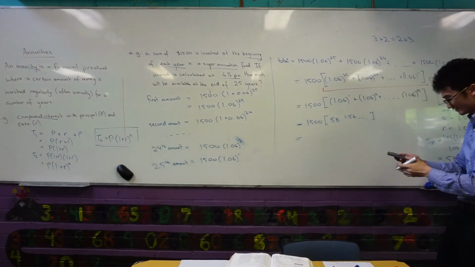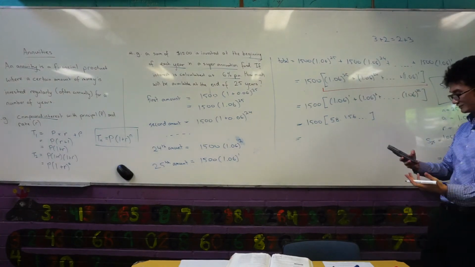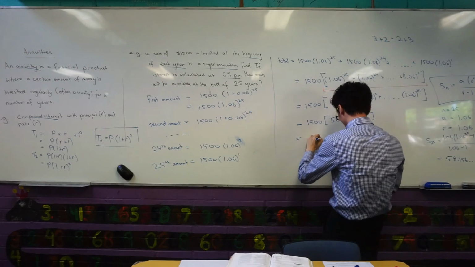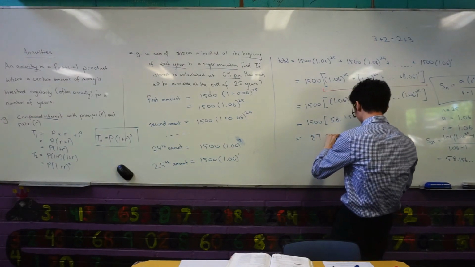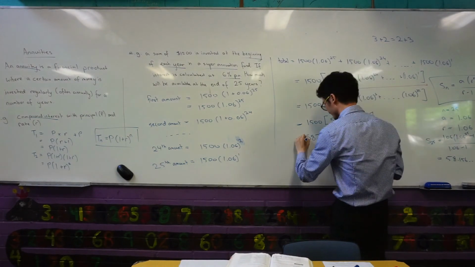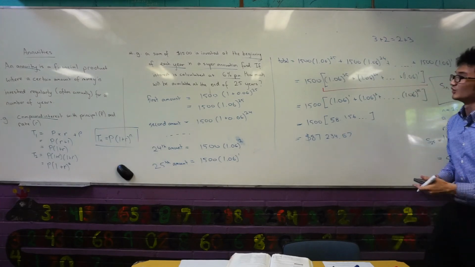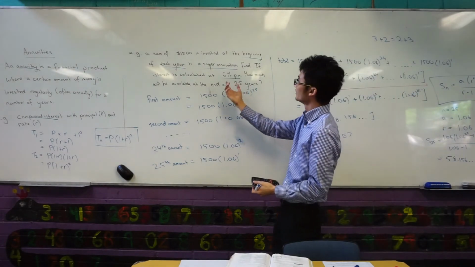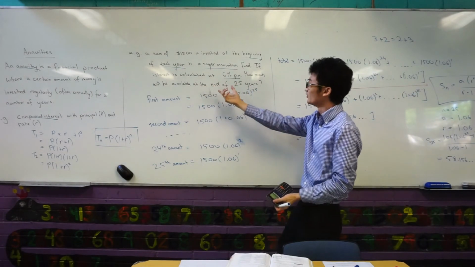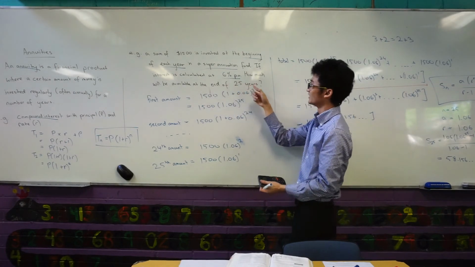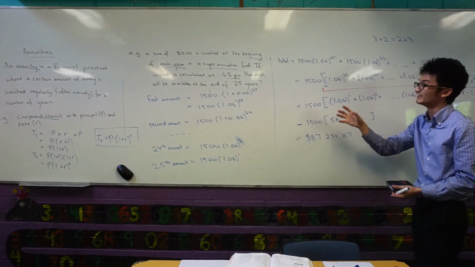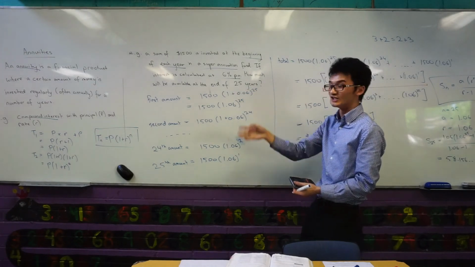And let's just multiply that out times 1500. So, wow, you get $87,234.57. Awesome. So that's the total value of the account at the end of that 25 years. Remember, I'm adding in that $1,500 amount each year.